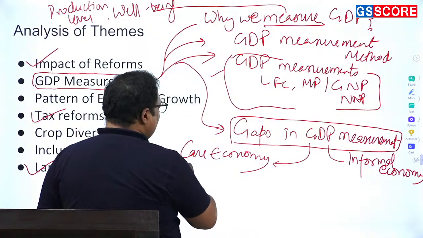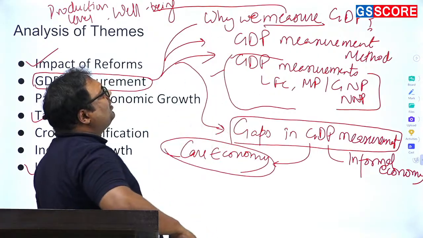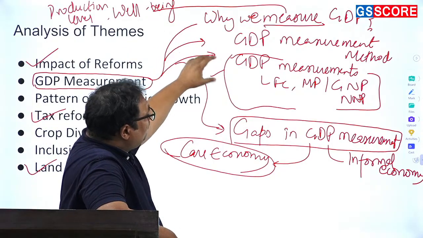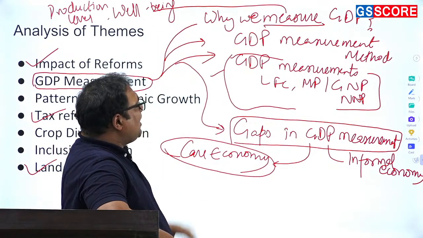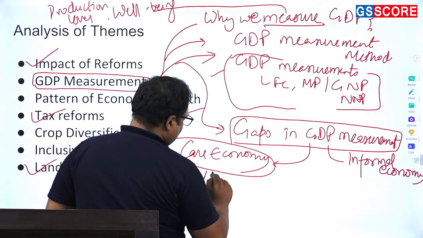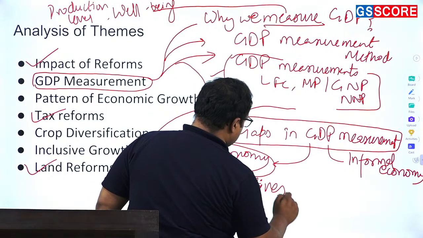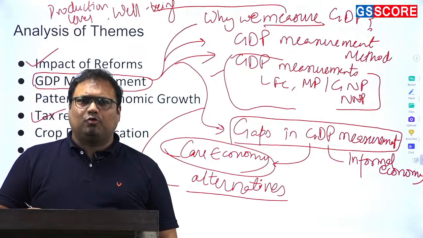So likewise, there can be more gaps. So you have to study it like that. Why we measure GDP? What is GDP measurement method? What is the GDP different measures, although that is PT topic, then gaps in GDP measurement, then alternatives. What are the alternatives? What are the new concepts?